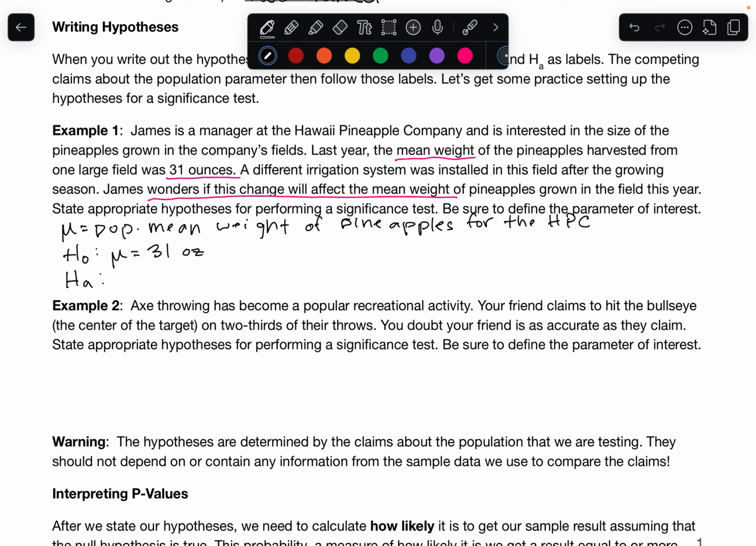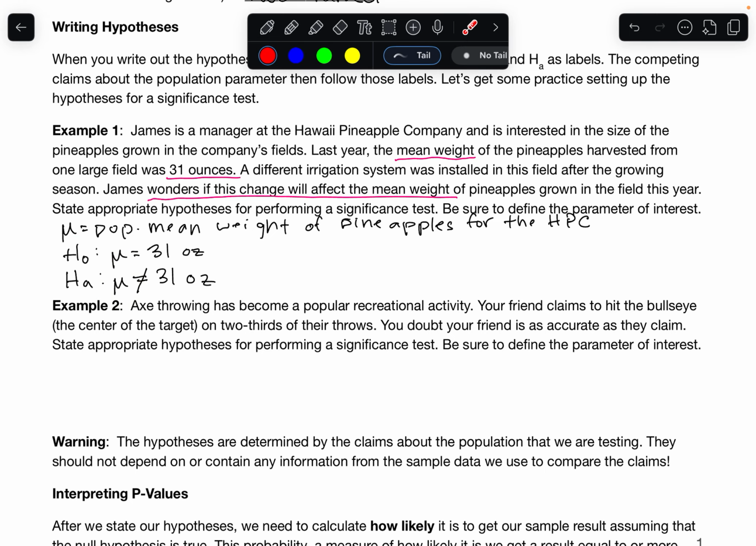James wants to know if that value has changed. So my alternative is going to be not equal to, different from 31 ounces. And you'll notice a couple of things. The equal sign comes after the population parameter, not after the hypothesis label. These are labels. These are the actual equation components.